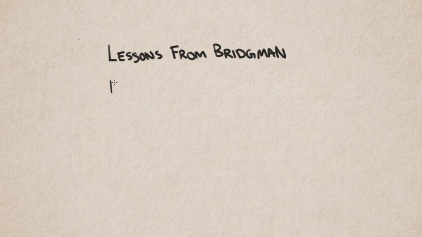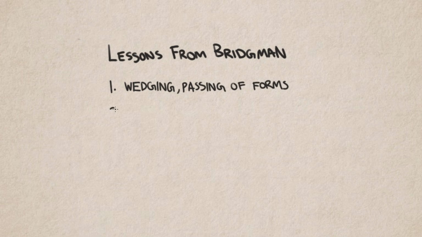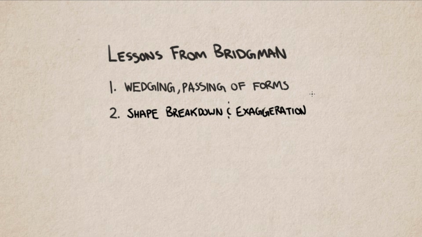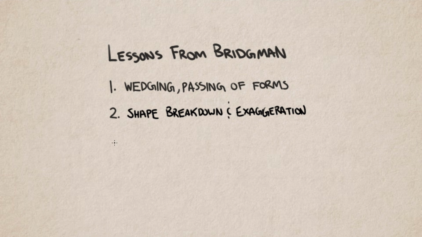So probably the most important principle that I've gleaned from the book is this idea of wedging and passing forms. The reason why this is so important is because it provides structure to the body, and it shows where certain muscles and bones overlap one another. The second is how he breaks the body down into shapes and how he exaggerates them. For example, the roundness of the ribcage and the squareness of the pelvis. By pushing these differences, the body feels very dynamic, and it tells the viewer which elements are bony or muscular.